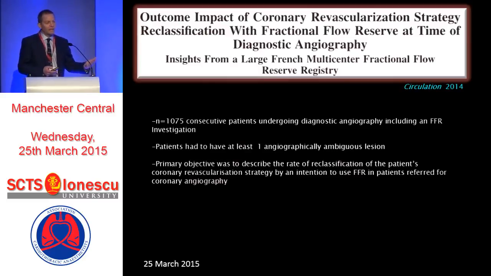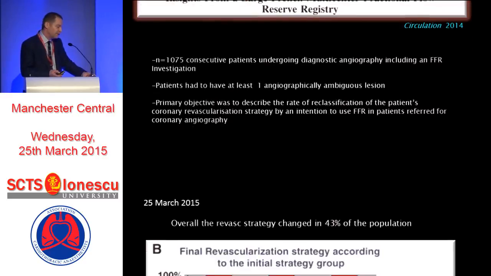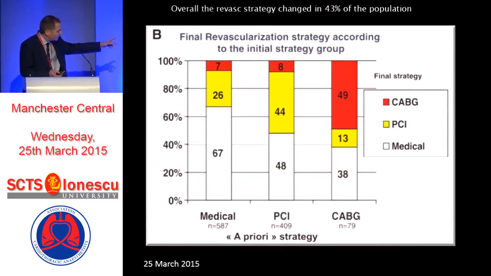And the change in management, don't take the Ripcord's word for it. This is a big registry of over 1,000 patients. And on the y-axis here, you see medical, PCI, and CABG. These were the management plans of patients just based on angiograms in these 1,000 patients. And then in the coloured bars is what the final plan was after the FFR had been revealed. And you see some fascinating things. So a third of the people who were going to have medical treatment only required some kind of revascularization.